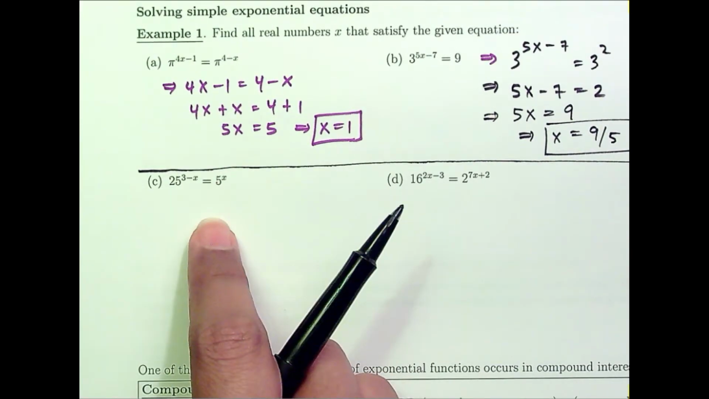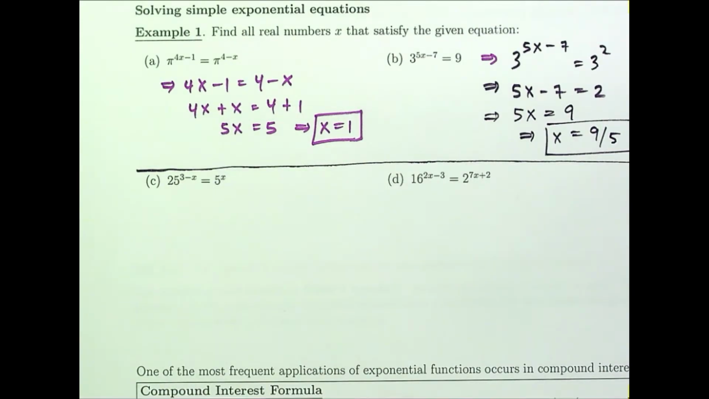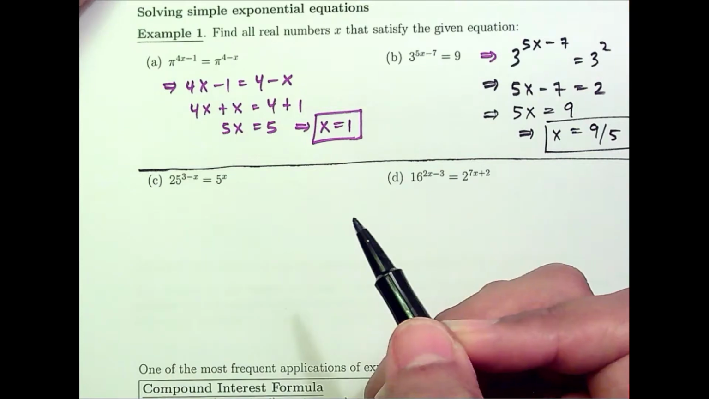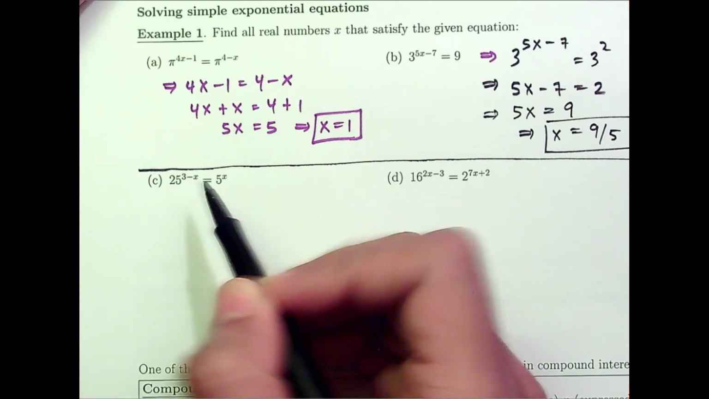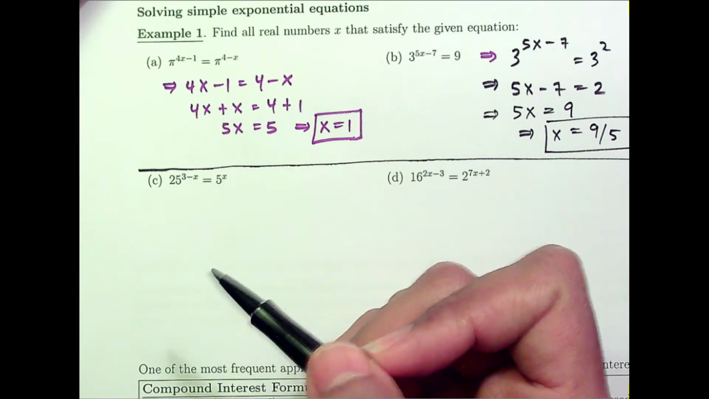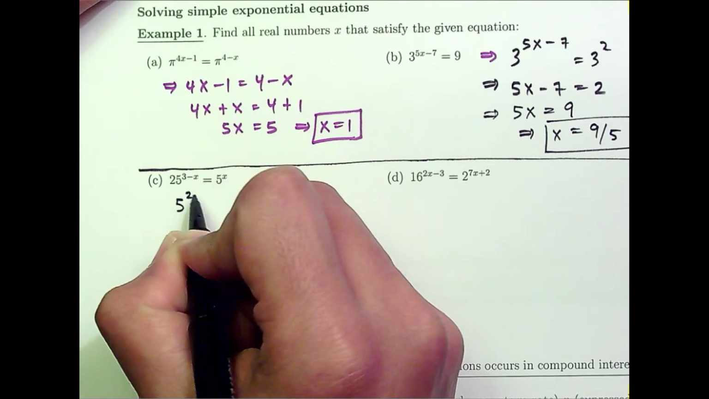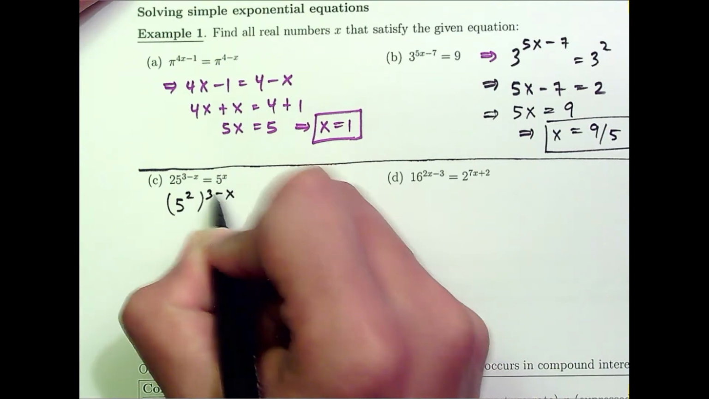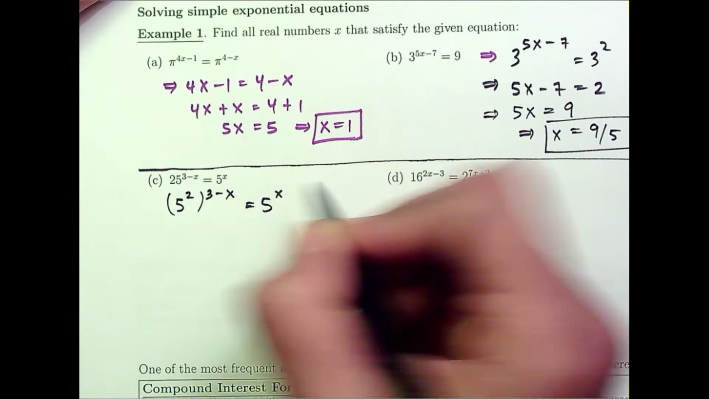Okay, again, this is another one where the bases are not the same, but you can do the same little trick that we did over there. So 25 is actually 5 squared. So you can rewrite the 25 as 5 squared, and then you would see that you will be rewriting the 25 as something that has base 5. So that's the 25 to the 3 minus x, which we have to keep there, equals 5 to the x.